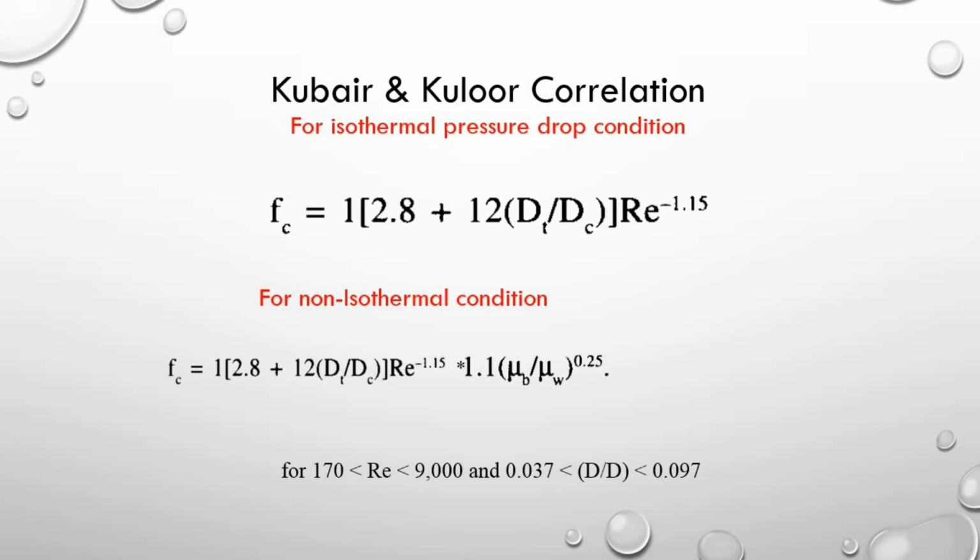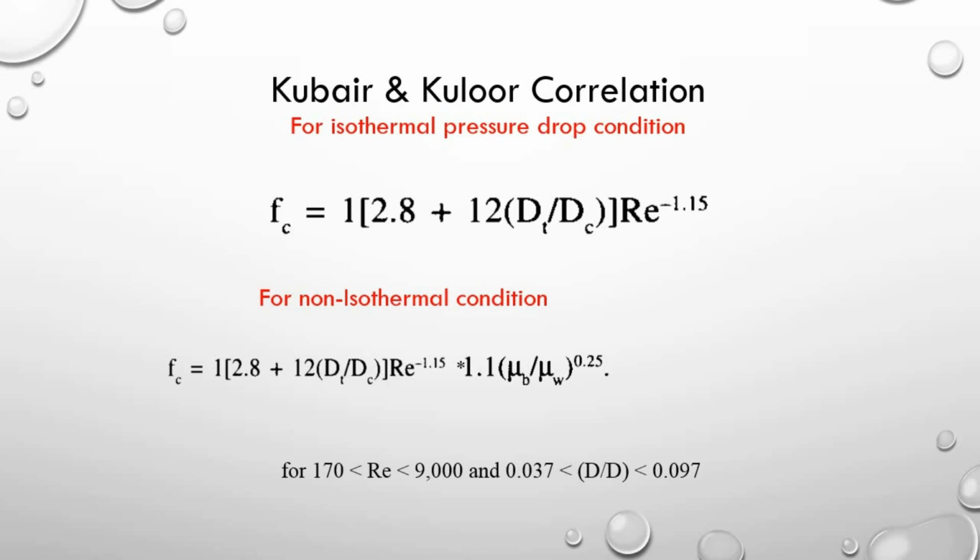The very next relationship is provided by Kober and Flow. These have two parts, for the isothermal pressure drop and for the non-isothermal pressure drop. Isothermal pressure drop means that during the pressure drop in the pipe or helical coils, the temperature remains constant, and during the non-isothermal condition the temperature is not constant, and they contributed a temperature factor. It is applicable for the Kober and Claude correlations when the Reynolds number is greater than 170 and less than 9000, and they also provide a range for the geometrical ratio of the helical coil.